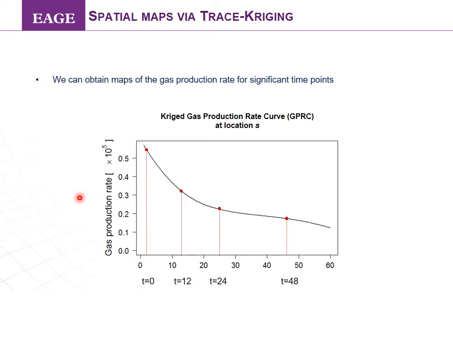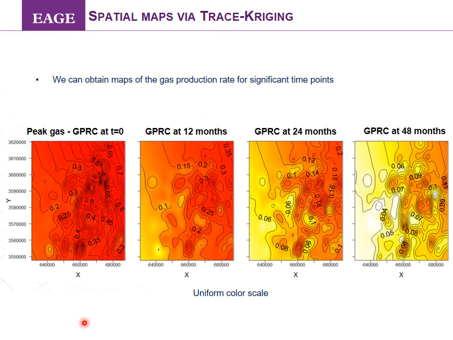We can also obtain maps of the gas production for some interesting time points. So for example, this is the time 60 months. I can also look at a map at time T0, 12, 24, and 48. To do that, again, I don't need to solve different kriging systems. I just calculate the estimated gas production rate curve, and therefore I can extract maps from that immediately. So here are some maps.